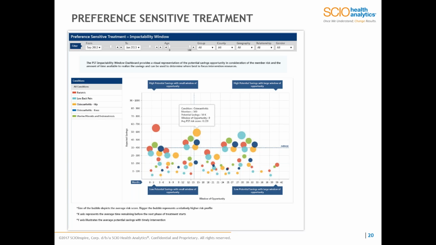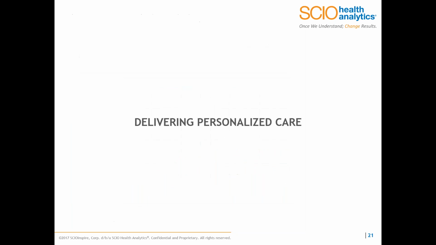So our preference-sensitive treatment model is a way to stratify and break down your population so that you can understand what is the most appropriate intervention that you should take for your population. And all of these can be drilled down right to the member level and then integrated with any of the programs that you have, so that you can actually execute the intervention and then feed the outcome results back in to see how successful you've been and how you can improve upon that, to create that continuous feedback loop of improvement.